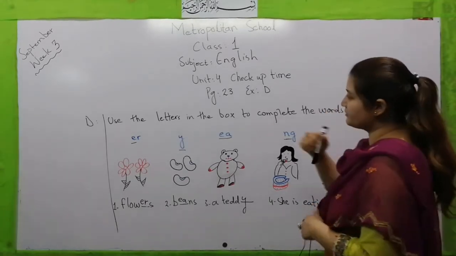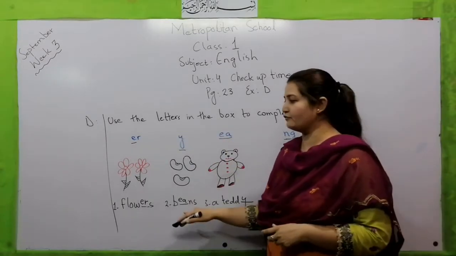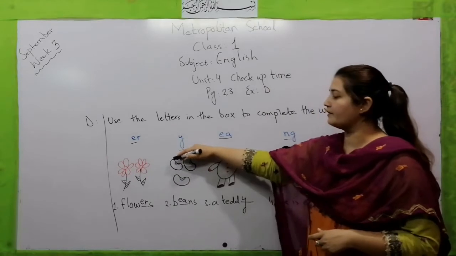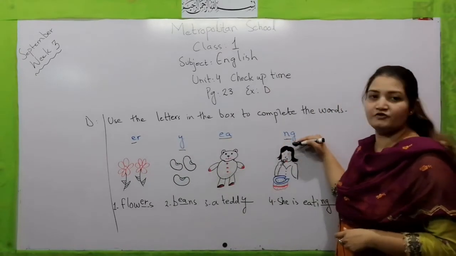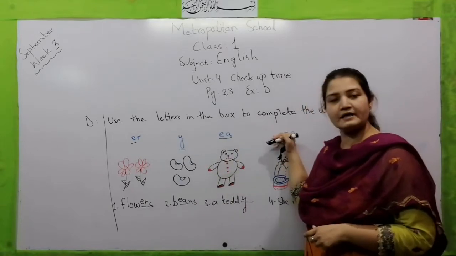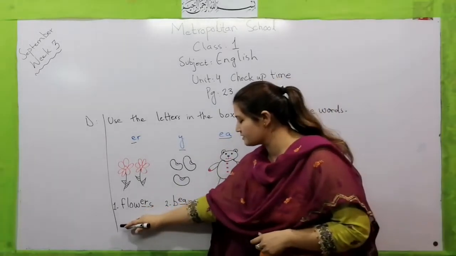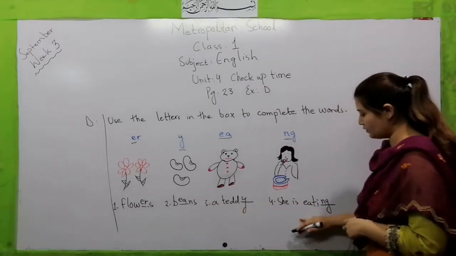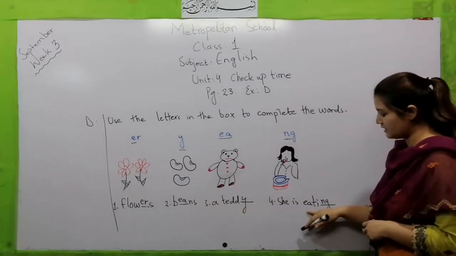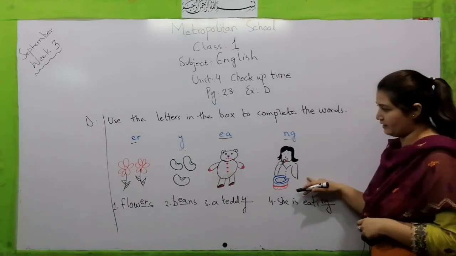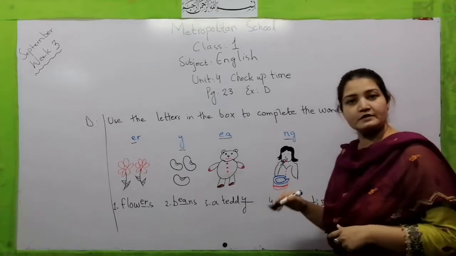Now let's repeat these letters and words with me. The letters are E-R, Y, E-A, N-G. And the words which you have just made with the help of these letters are flowers, beans, a teddy, and the word eating. She is eating. What is she eating? She is eating a cake, a slice of cake. Now let's move towards the next exercise.